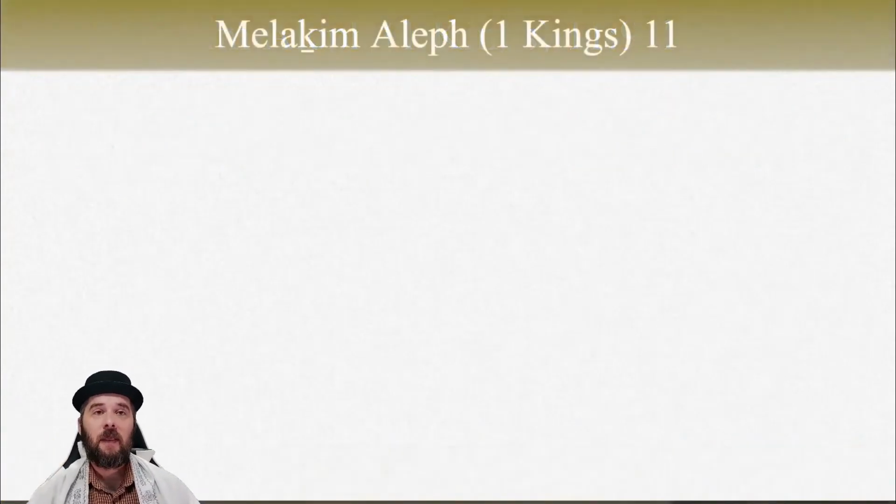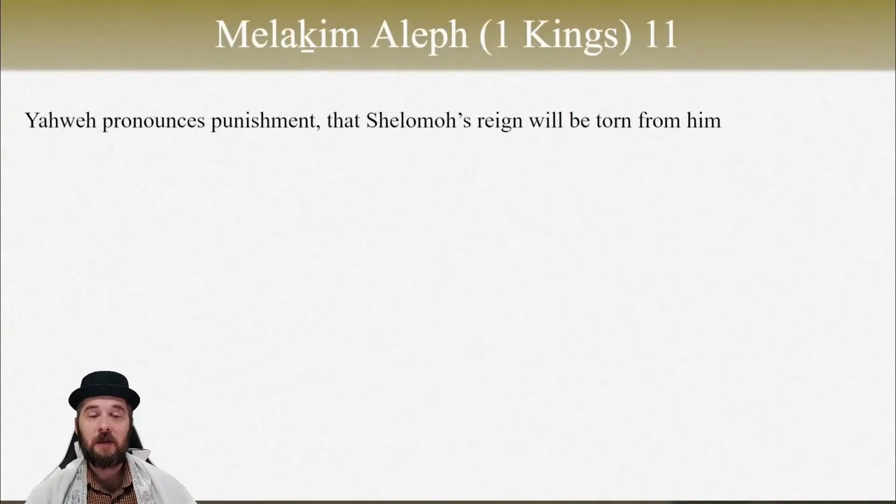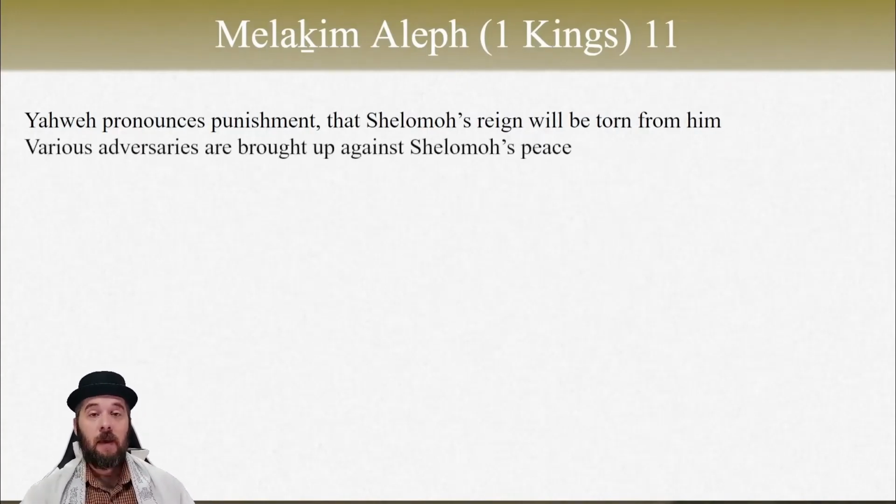And then we're told that Yahweh pronounces judgment and punishment upon Shlomo and his reign, and even tells Shlomo that the reign will be taken from him. But it says that he won't do it during the days of Shlomo for the sake of his father, David. However, while Shlomo is still alive, Yahweh raises up various adversaries against Shlomo to be thorns in his side because of what Shlomo had done.